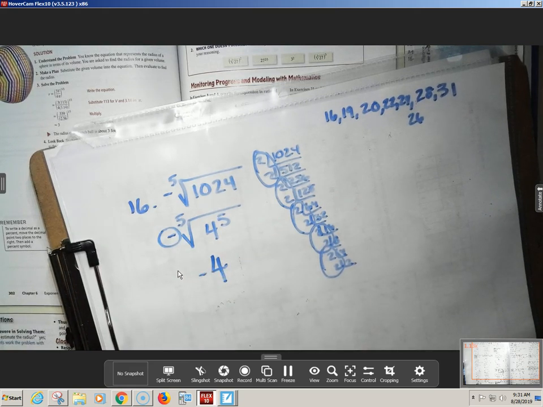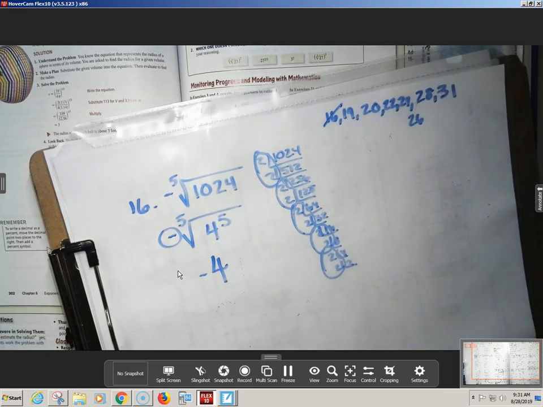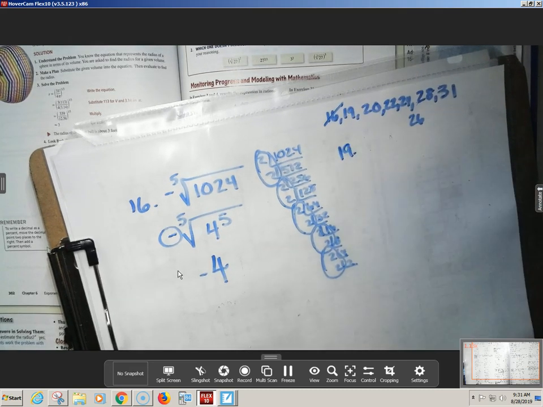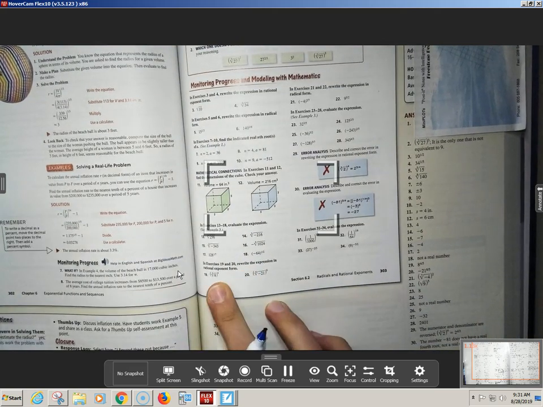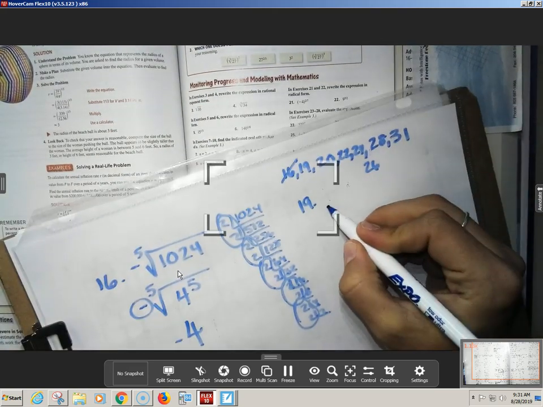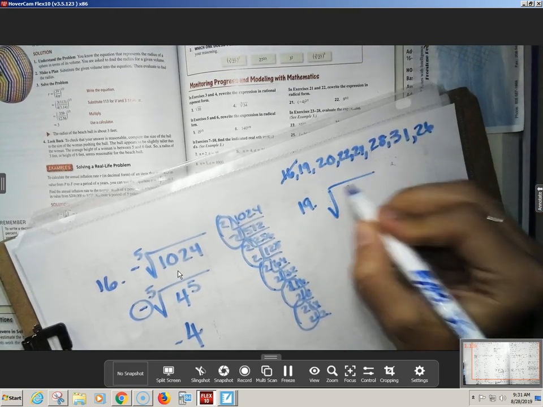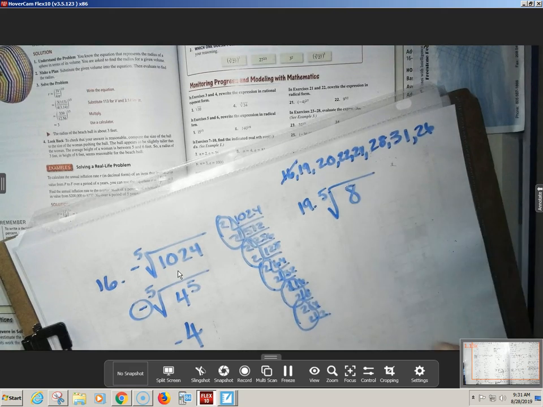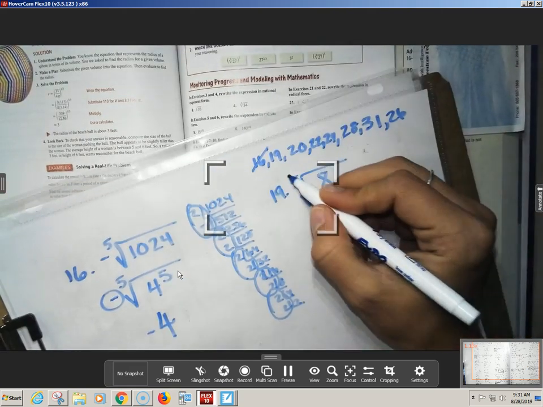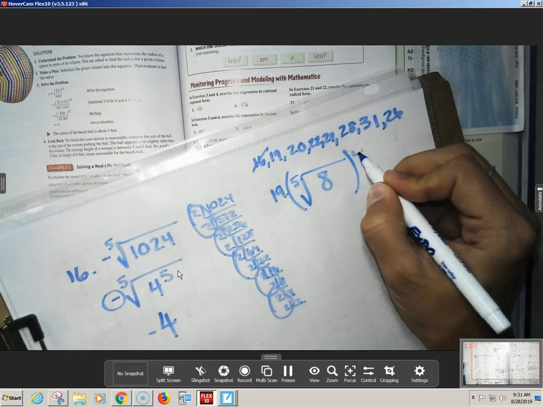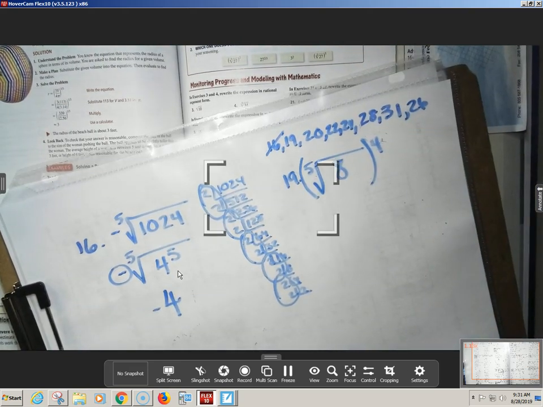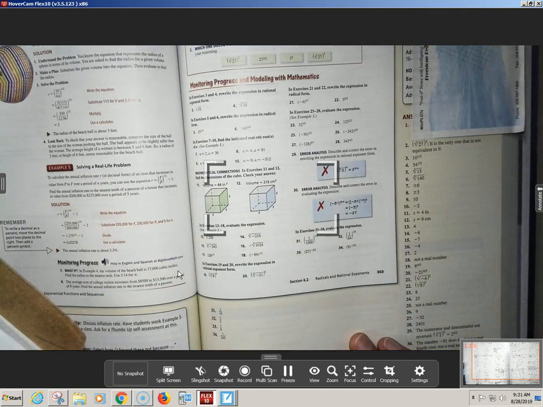Number 16? My next question is number 19. Number 19 gives me the 5th root of 8, all raised to the 4th power. Let me put number 26 over here. Okay. All raised to the 4th power. Now, did you guys write that down too? It's the 5th root, right?